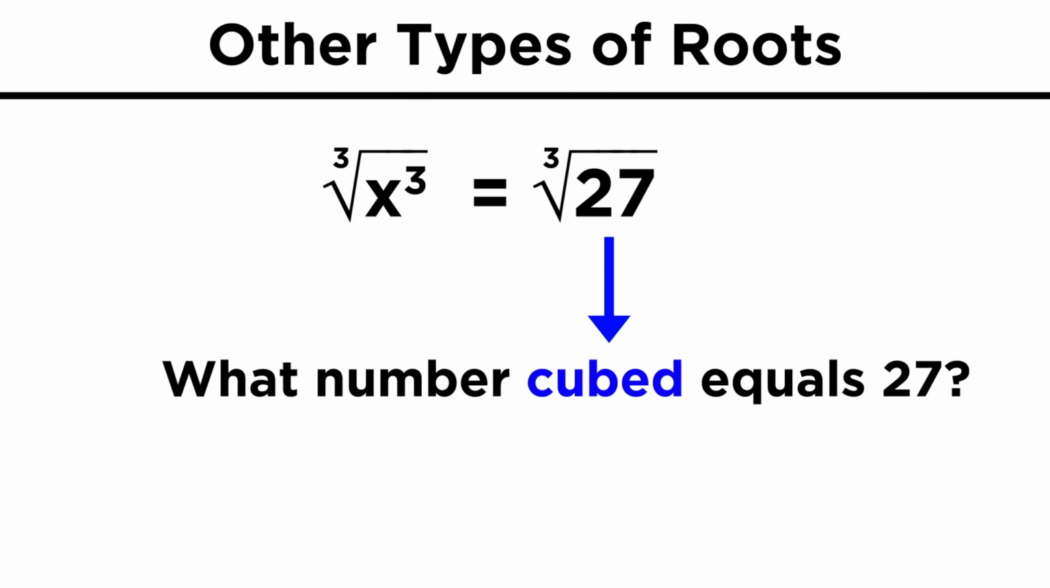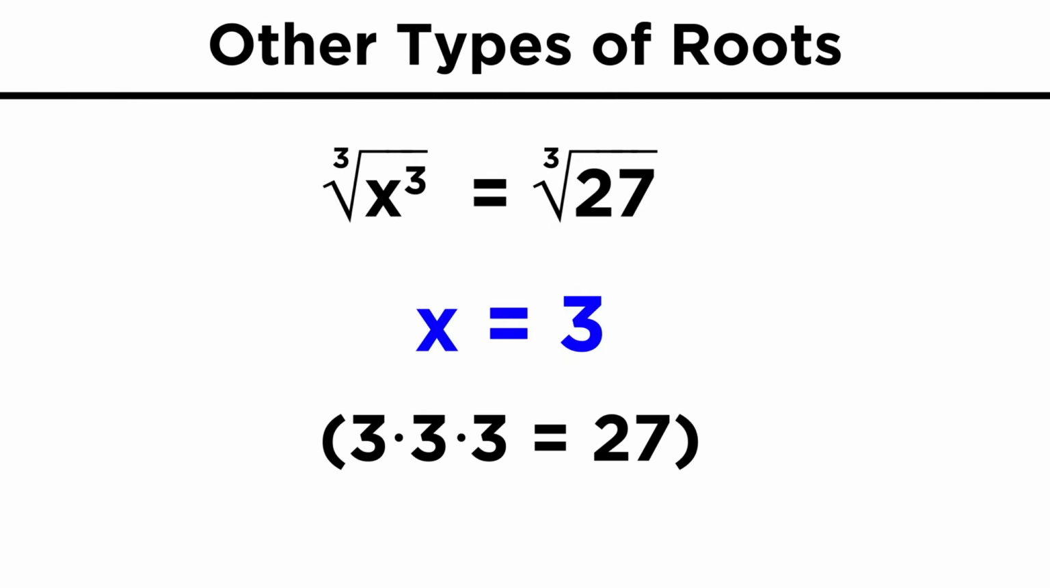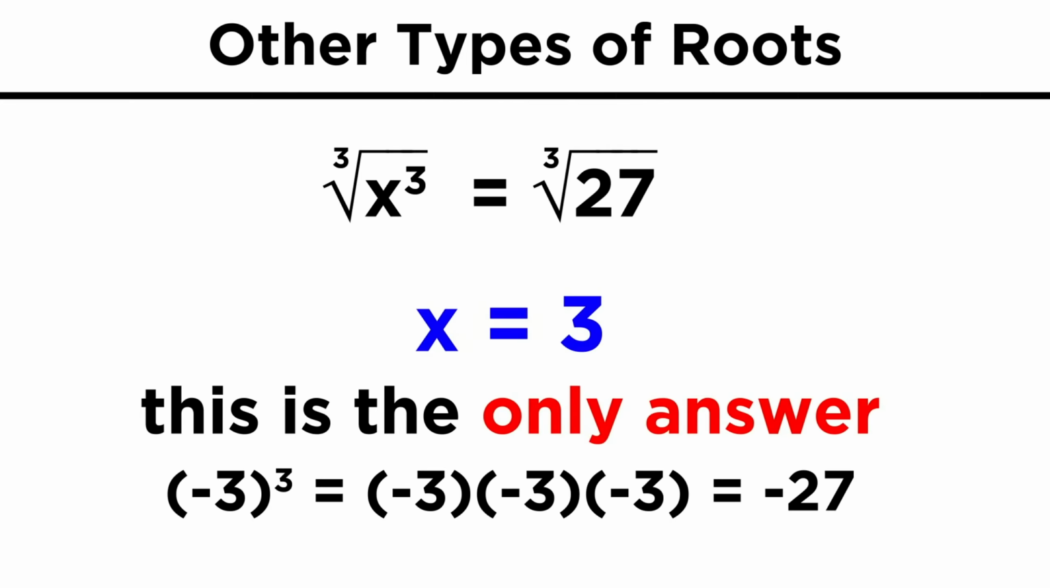This is like saying what number raised to the third power will give the number inside this root. In this case, the answer is 3, because 3 times 3 times 3 equals 27. Also notice that in this case, this is the only answer.